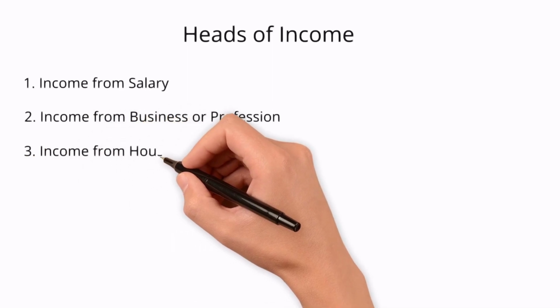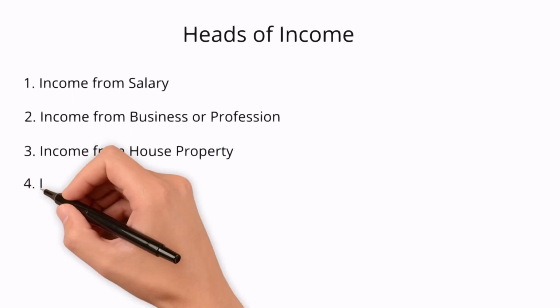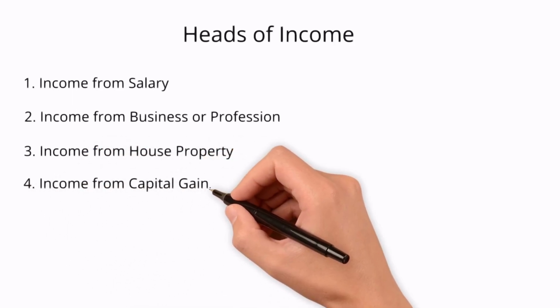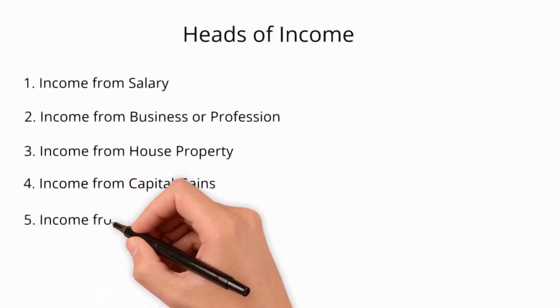Income from house property. If you have a property where you receive rent, your rental income will fall under this head. However, this head refers only to the rental income from property. If you sell this property, the gains arising will not be taxed under this head, but rather under the next head, income from capital gains. So, if you have a capital asset like property, shares, mutual fund, etc., and if you sell them, the gains are taxed under this head.